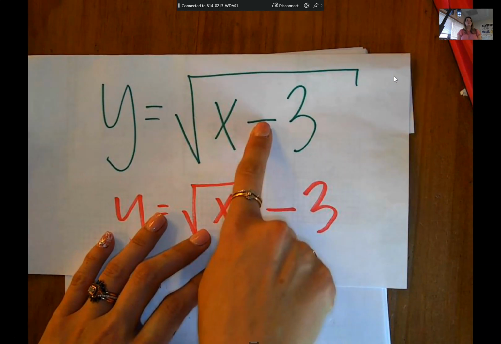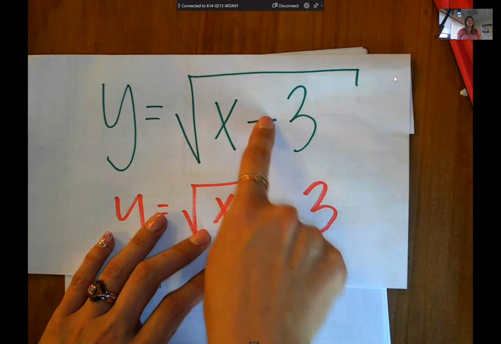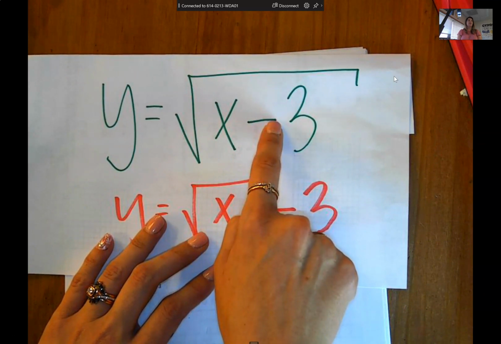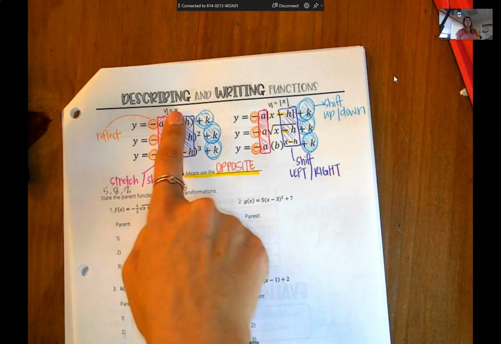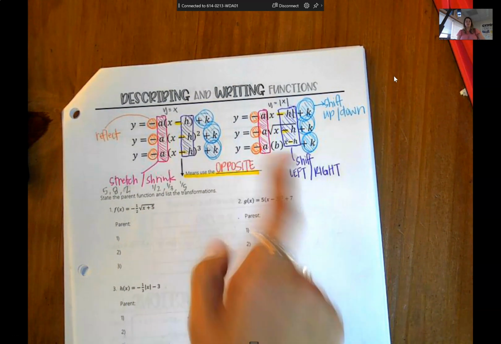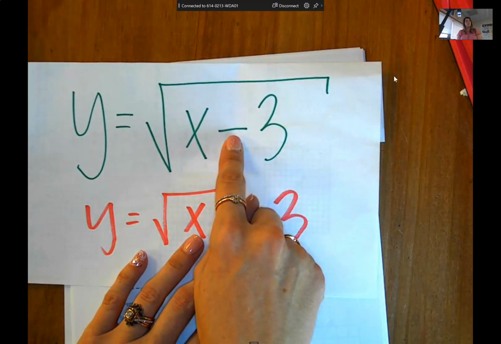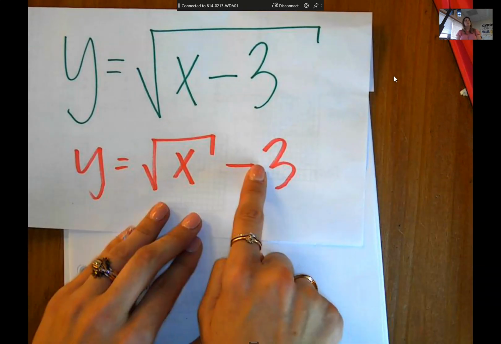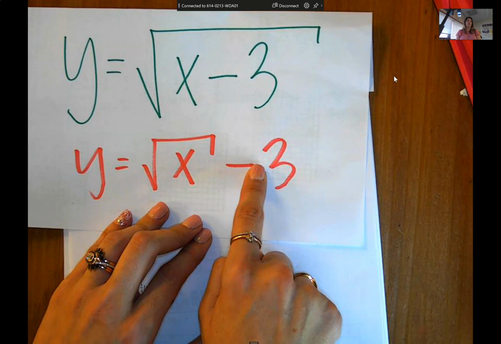So this guy would be a right 3. But teacher, it says negative there. I know, but when it's trapped with the x, you got to use the opposite. So this would mean right 3. This means down 3.